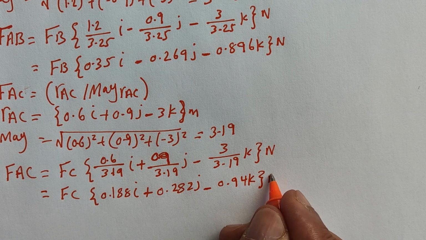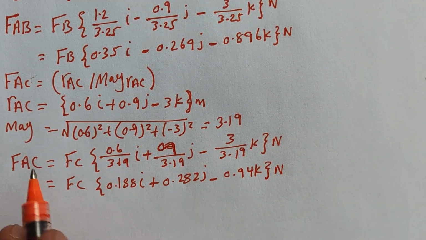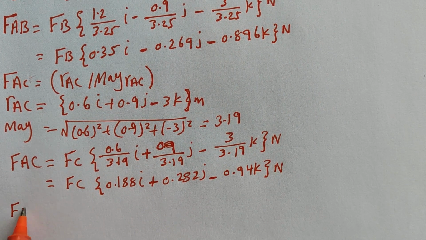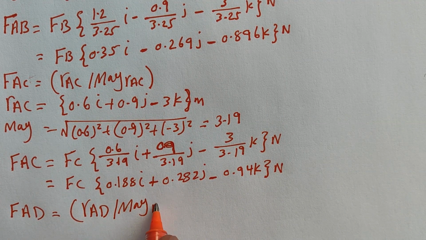This is again in Newton. So this is for FAB and FAC. Then we will do the same thing for FAD. For FAD, again, it is equal to the position vector of AD divided by the magnitude of that position vector AD.